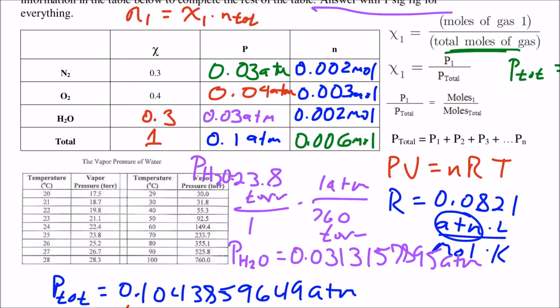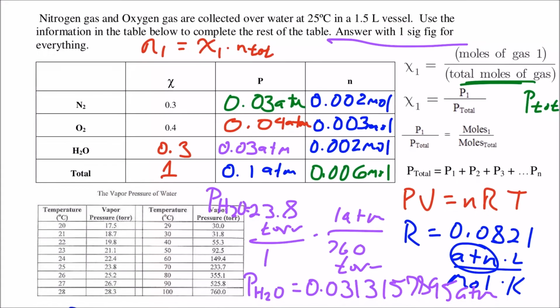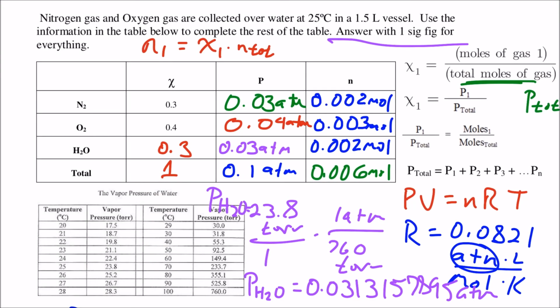Okay, so those are two examples of partial pressure questions where you're having to use mole fraction in order to find the answer. I guarantee that this question here, or something very similar to it, will show up on your test. So make sure that you have paid attention to how this problem was solved.